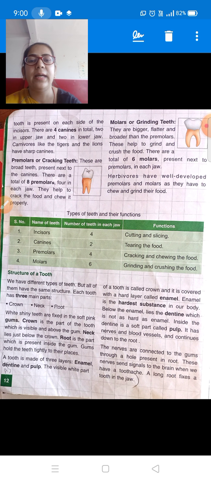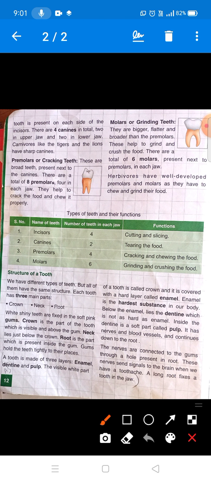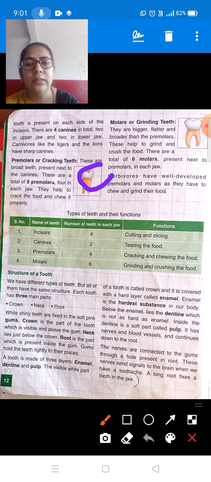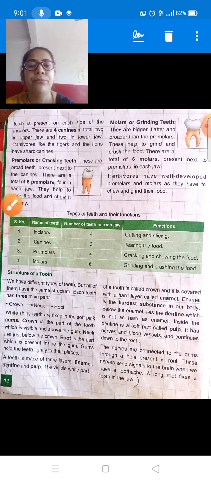Like in a mixer we can grind anything. In the same way in our mouth we can grind and crush each food very properly with the help of premolar teeth. Okay, the next is molar, and see these are the broad teeth. This is the premolar. They are not pointed, they are the broad teeth. Now the next is molar or grinding teeth.